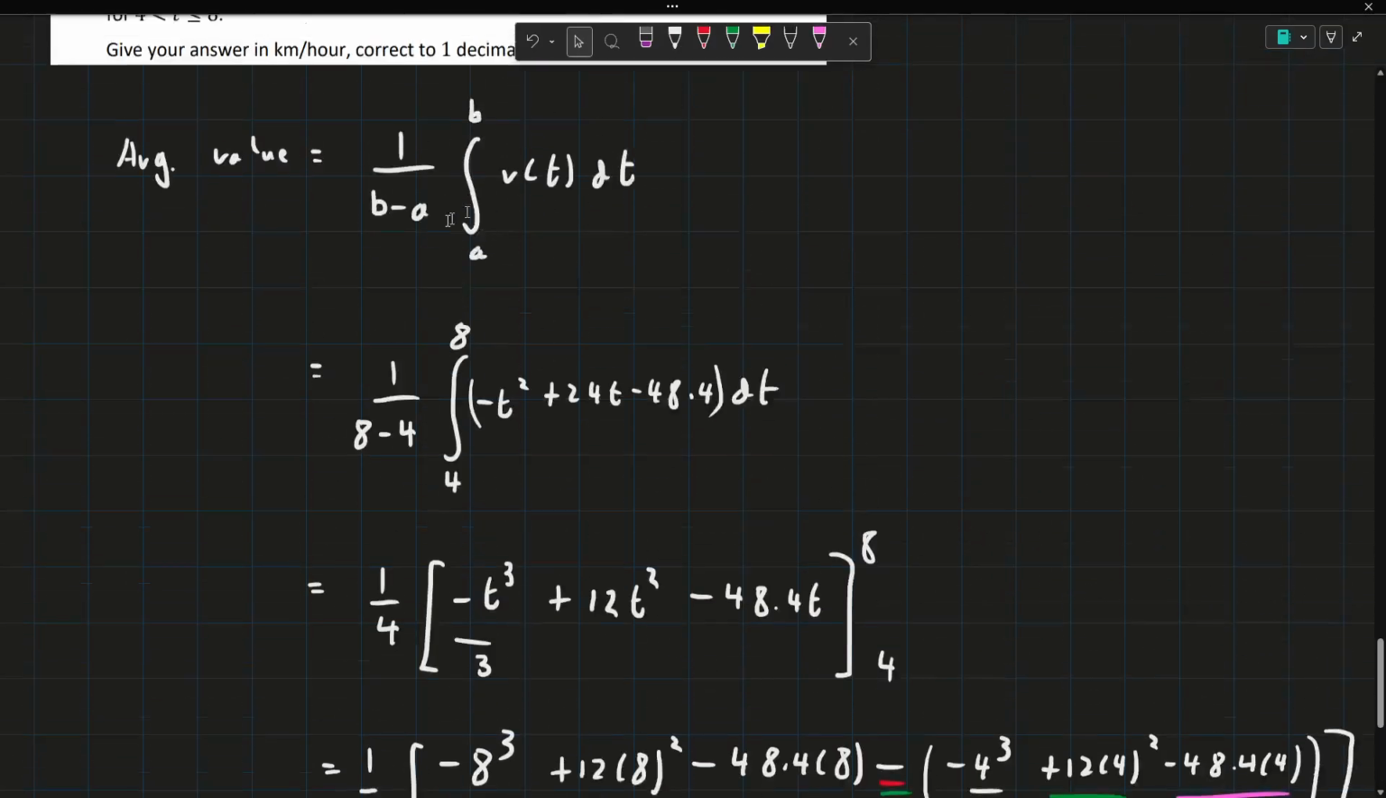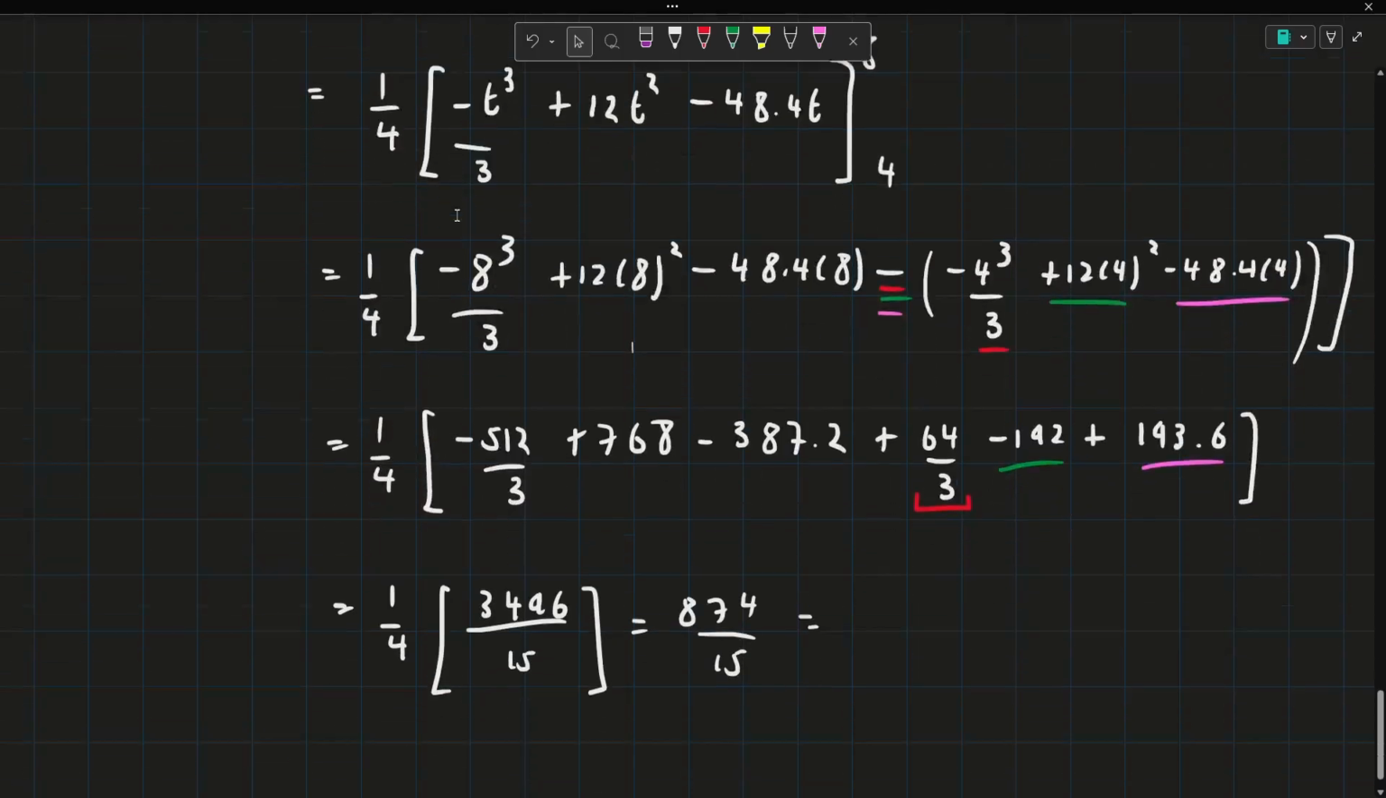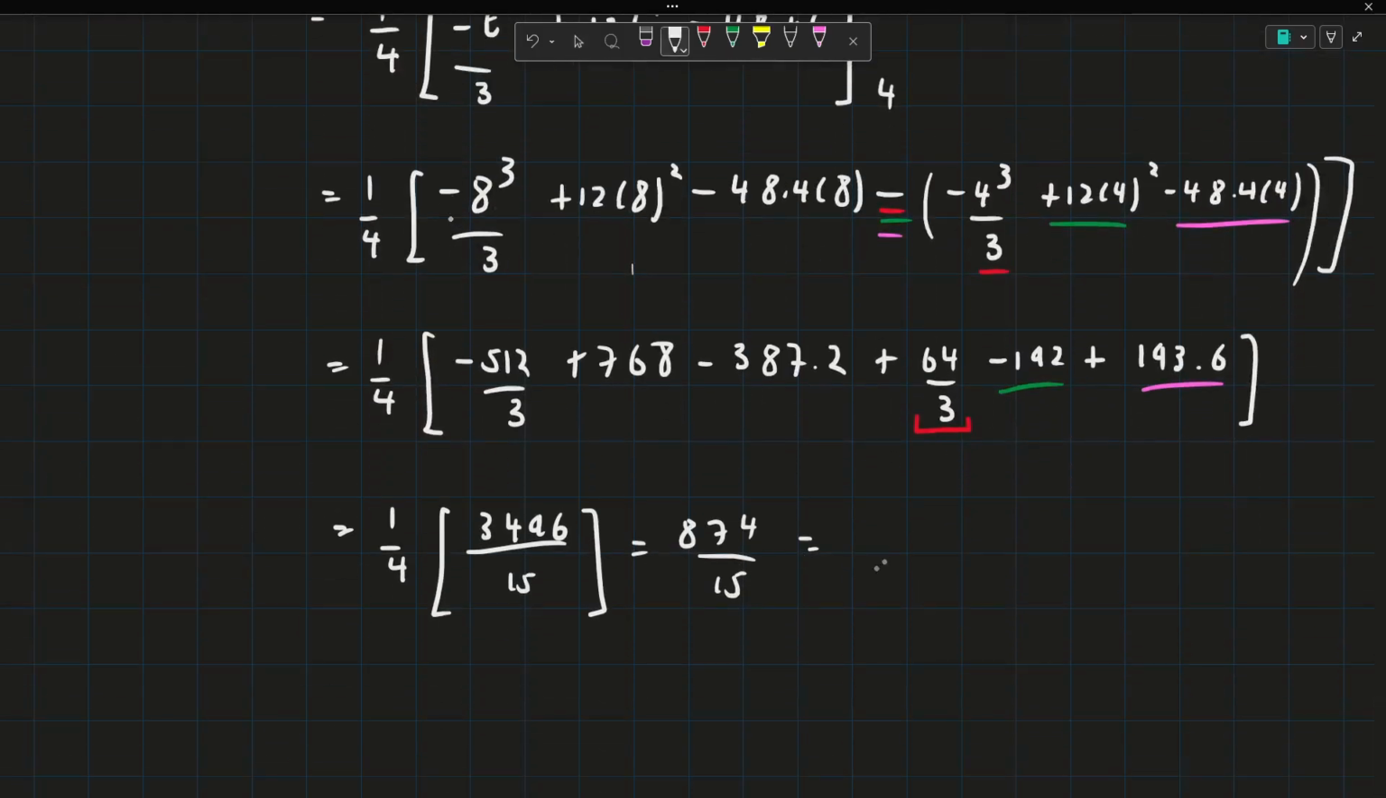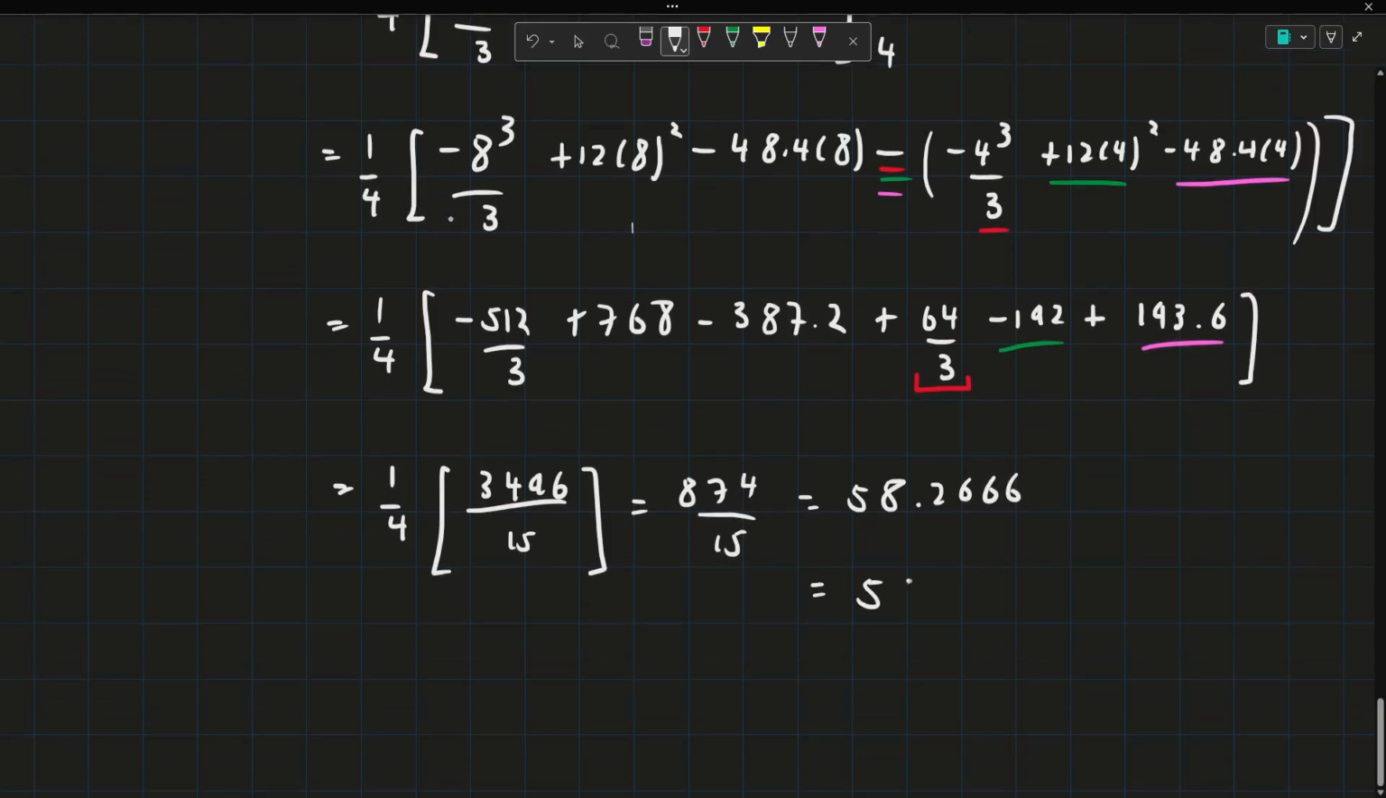And then they want it in kilometers per hour correct to 1 decimal place. So we're going to get 58.2666 repeating. So correct to 1 decimal place, that'll be 58.3. The answer, as I said, is in kilometers per hour. And we're done.